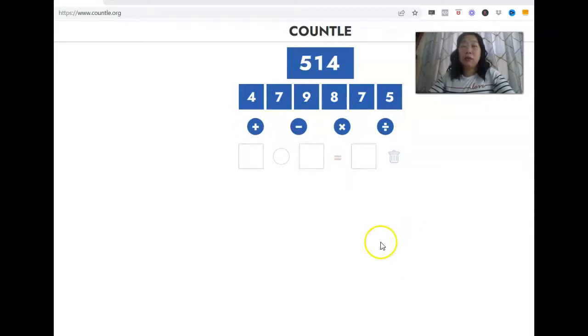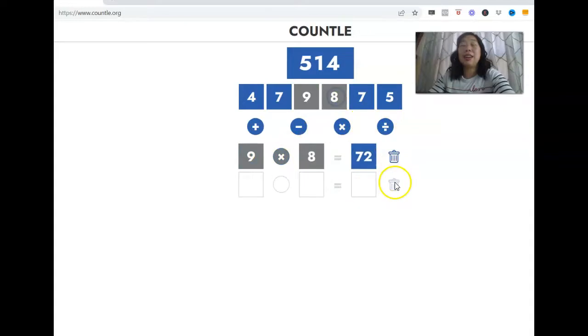So for example, if you're asking your students, okay, where should we start? What number do we want to start with? We can't combine and make it like 79. It's just 4, 7, 9, 8, 7, 5. Okay. So I'm going to start with 5 times 8.